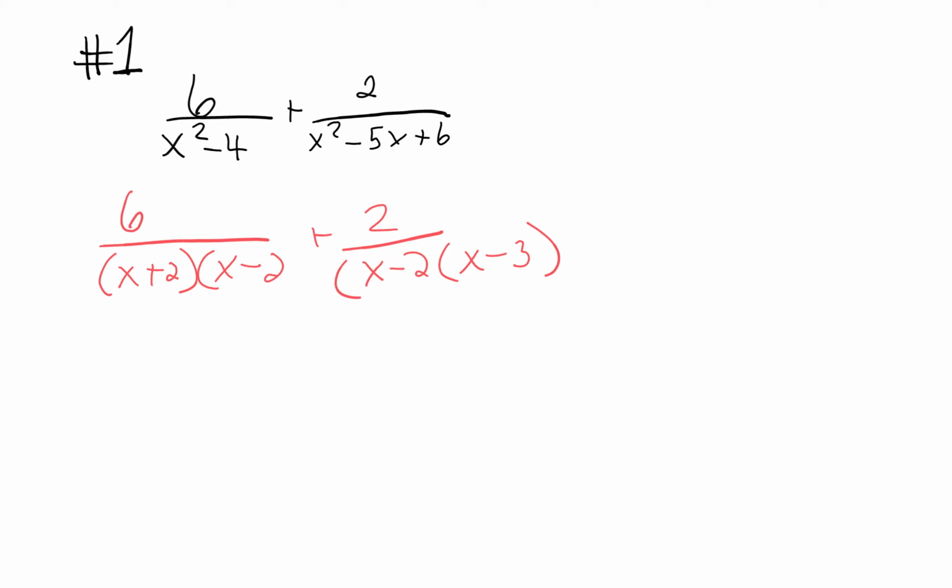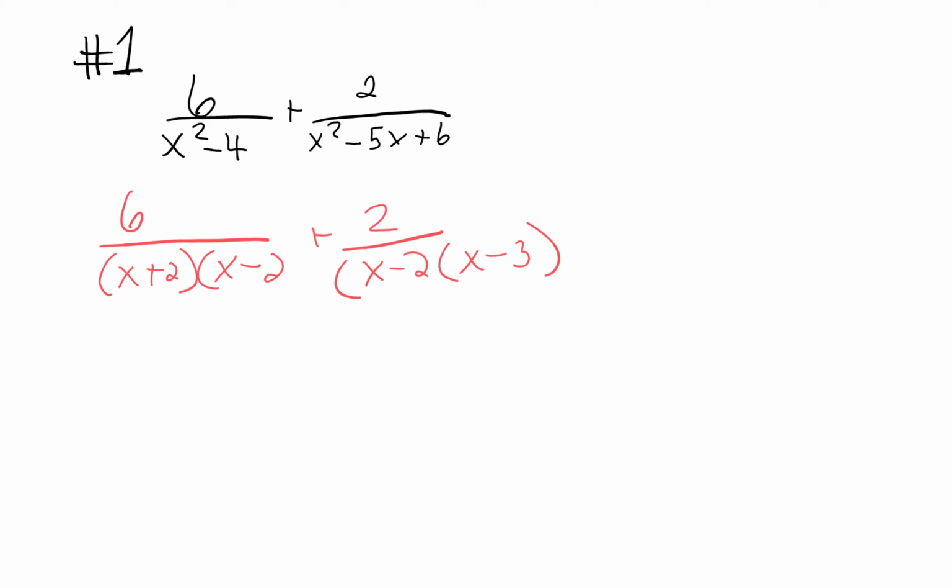That leaves us with 6 over x plus 2 times x minus 2 plus 2 over x minus 2 times x minus 3. As you can see, both of them have the common denominator of x minus 2, but the first one has x plus 2 and the second one has x minus 3. To find the least common denominator, you have to find one that all of them have.